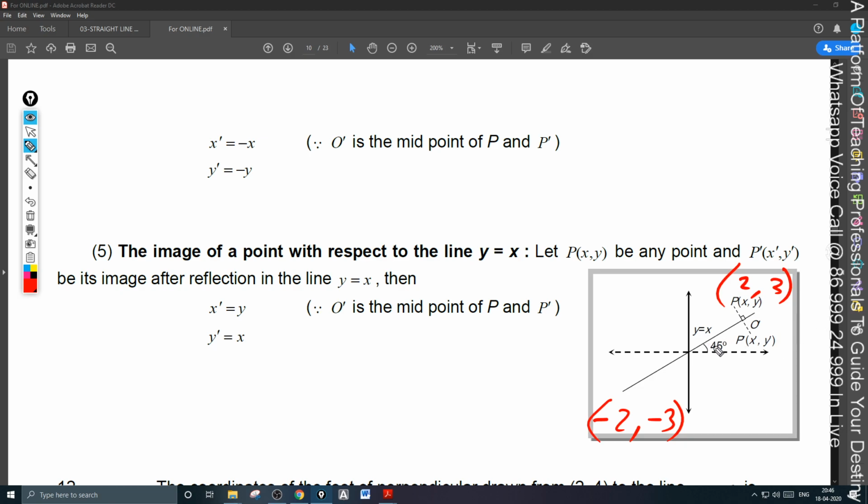But with respect to the line y is equal to x, this question is frequently given in previous examinations. If the line is y is equal to x, and the point is (2, 3), its image becomes (3, 2). So, if (a, b) is a point, and this is the line, its image in the line y is equal to x will be (b, a). Remember, please. So in y is equal to x, the x coordinate becomes y and the y coordinate becomes x in the reflection. This is the reflection here.